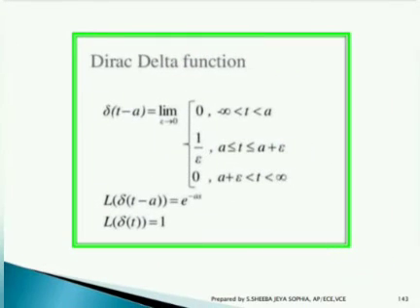The Dirac delta function, delta of t minus a, is equivalent to the limit as epsilon tends to 0 of: 0 for t from minus infinity to a, 1 by epsilon for a to a plus epsilon, and 0 for a plus epsilon to infinity. And the Laplace transform of this Dirac delta function, delta of t minus a, is equivalent to e power minus as. The Laplace transform of delta of t is equivalent to 1.